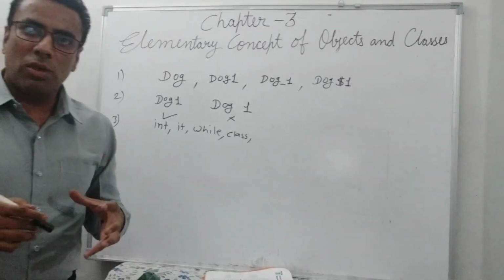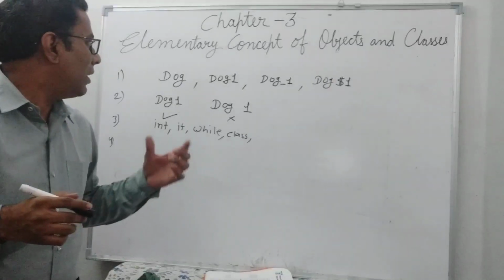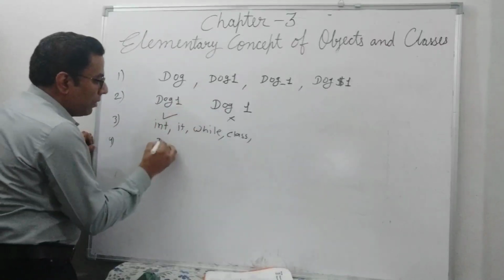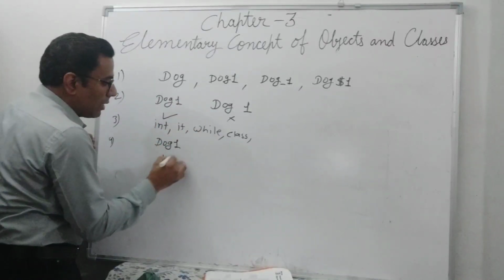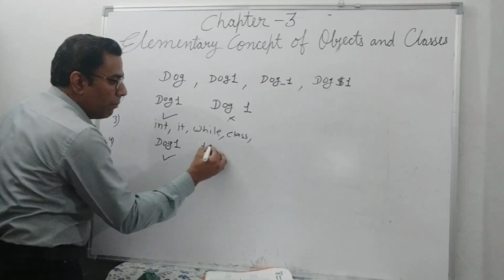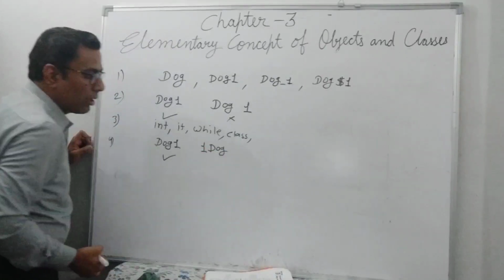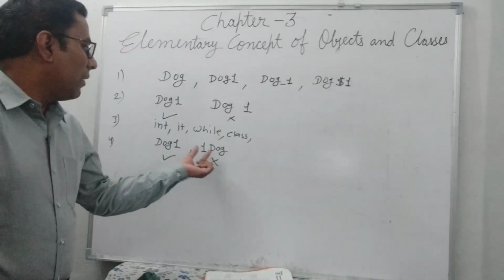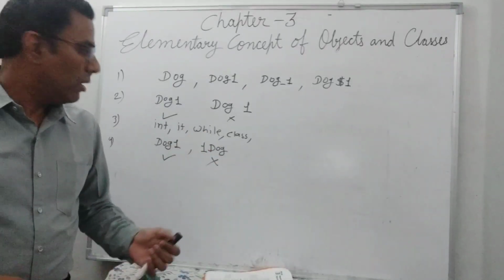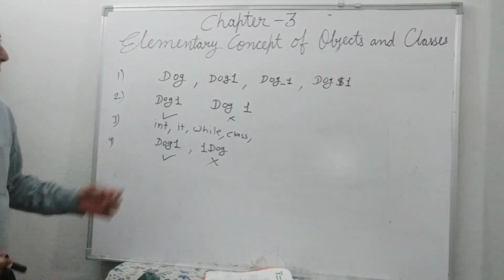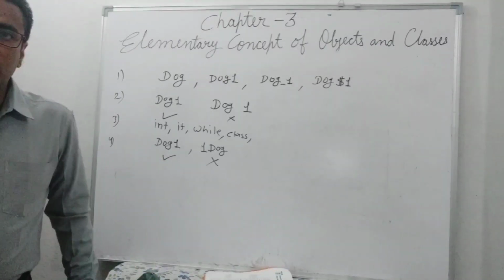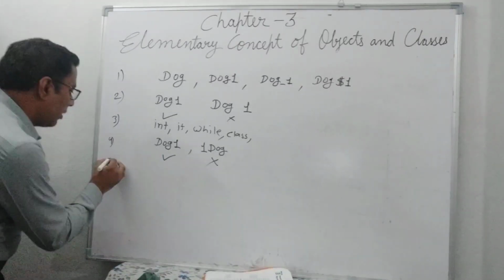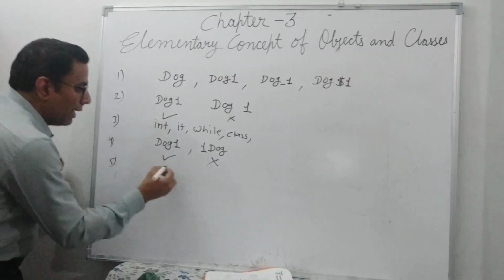The next rule is that it should not begin with any digit. If you give the name Dog1, it is correct, but the name 1Dog is incorrect. It means it should not begin with any digit. And the next rule is that it can be of any length. It means you can write the class name with any length.